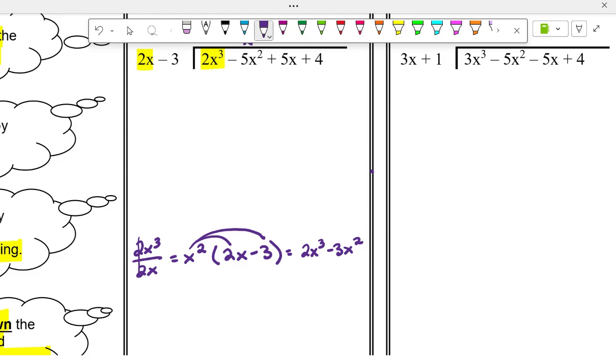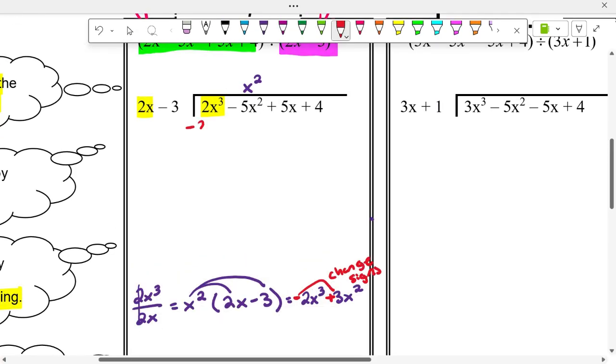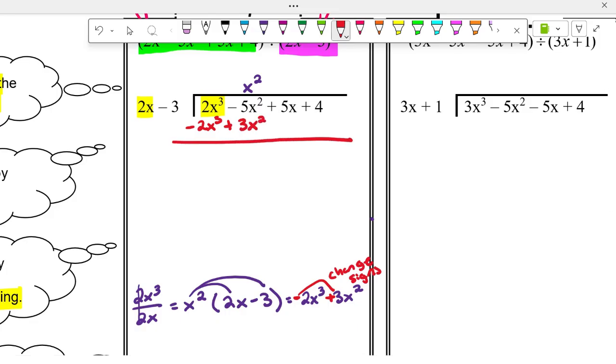Now, I'm going to be subtracting this polynomial from the top. So when I subtract it, before I even move it up to the top, we want to change the signs because that will emphasize that we're subtracting. So we're going to change the signs to subtract. So this is what we're actually going to be writing up top. So I'm going to do negative 2x cubed plus 3x squared. And I'm going to add it.